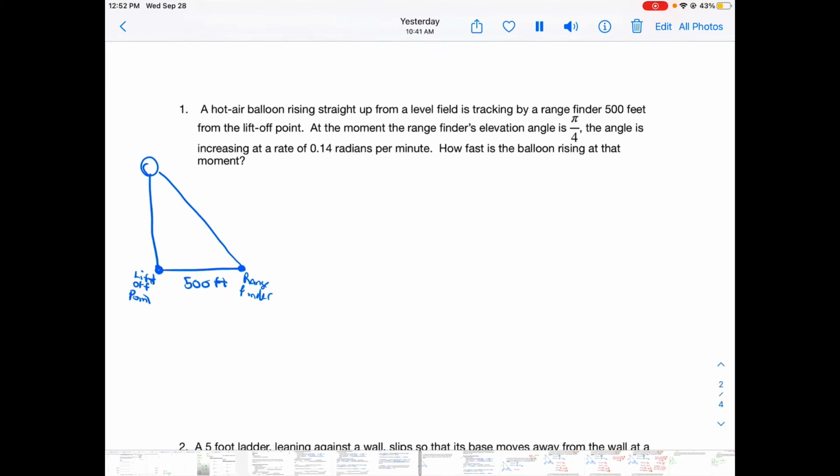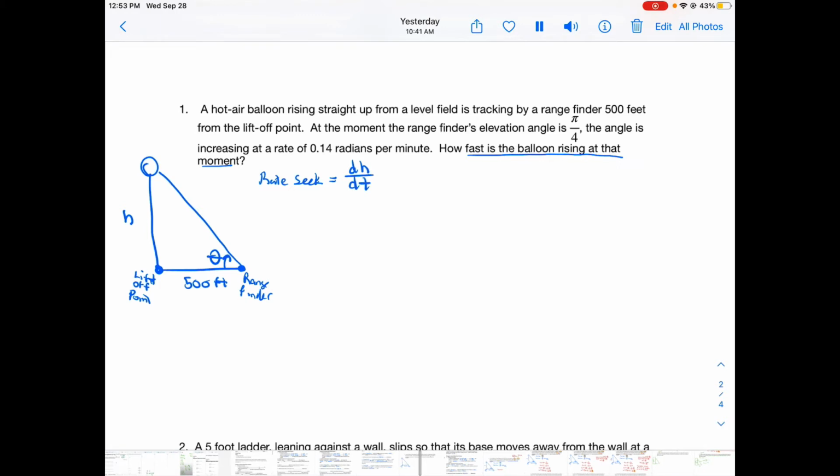I'm going to choose my variable to be theta, because that angle, as the balloon gets higher and higher, will increase as well. So there's kind of my picture of what's going on. So what we need to do now is figure out what rate of change we are seeking. So we ask, how fast is the balloon rising at the moment? So the rate at which the balloon's height is increasing is the rate of change we're going to find.